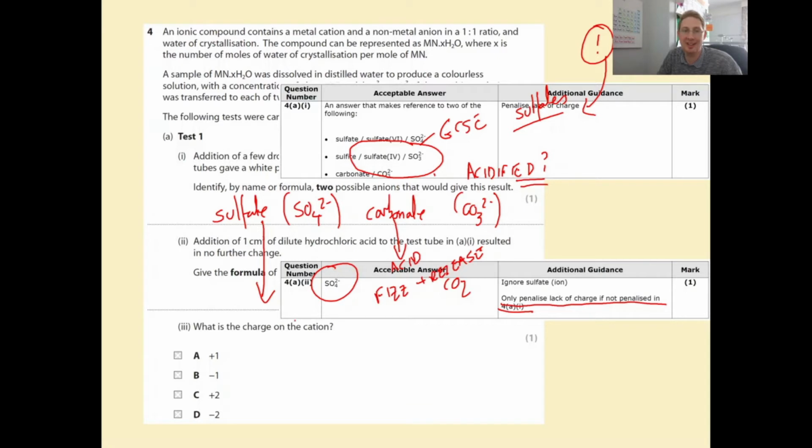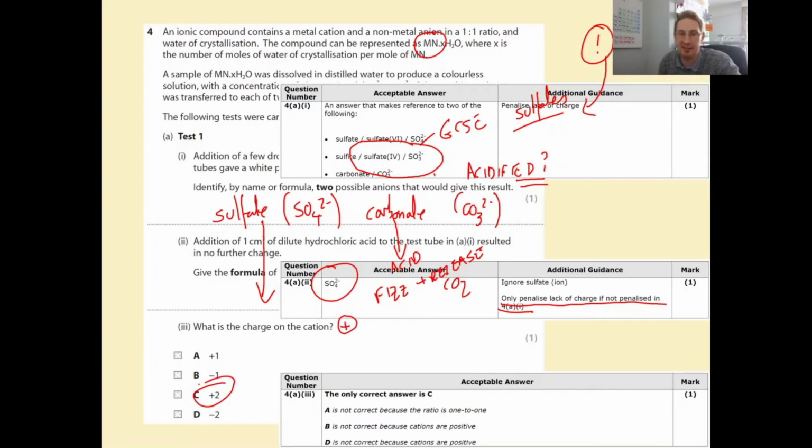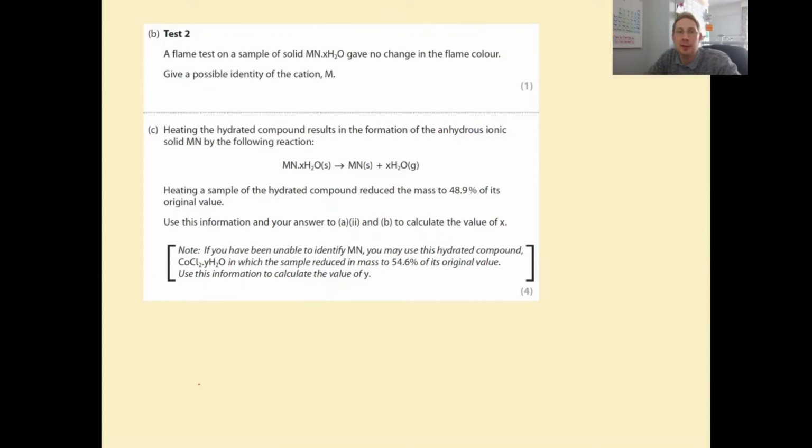What is the charge on the cation? Okay, cations, remember, are positive. Cats purr, I can't do that. Cats are positive, cations. If it's a 1-to-1 ratio, and we know that the anion is SO4 2-, the cation must be 2+. C. A flame test gave no change in the flame colour. Give a possible identity of the cation M.